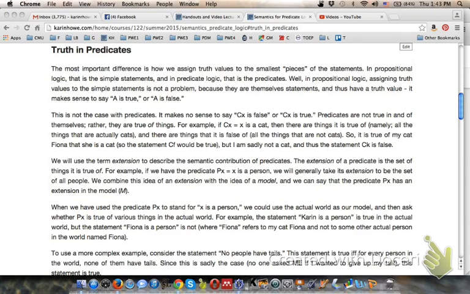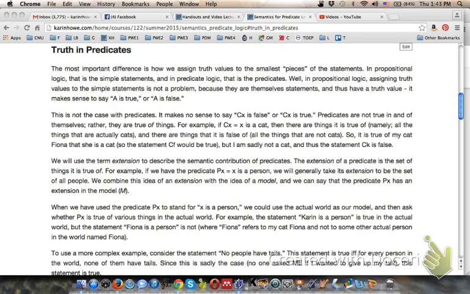We will use the term extension to describe the semantic contribution of predicates. The extension of a predicate is the set of things it is true of. For example, if we have the predicate Px is a person, we will generally take its extension to be the set of all people. We combine this idea of an extension with the idea of a model, and we can say that the predicate Px has an extension in the model.